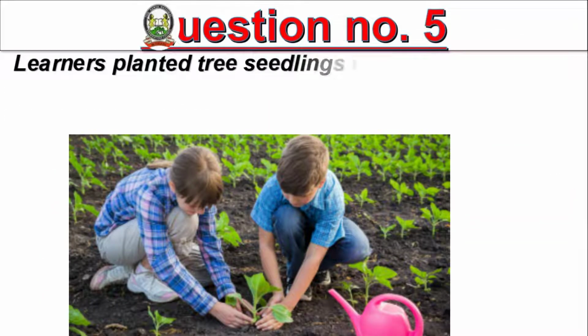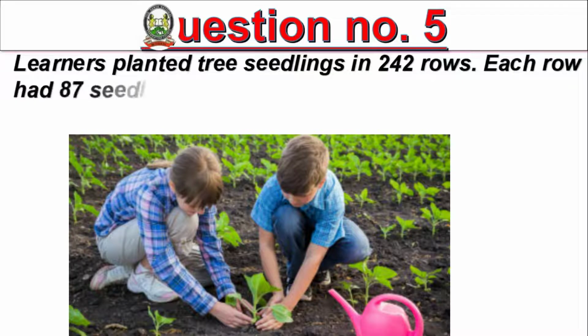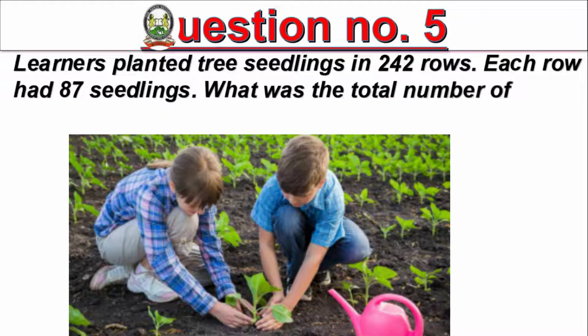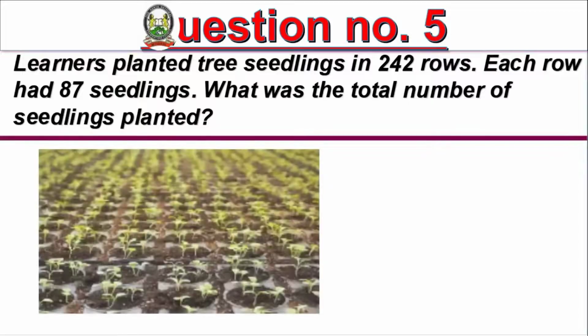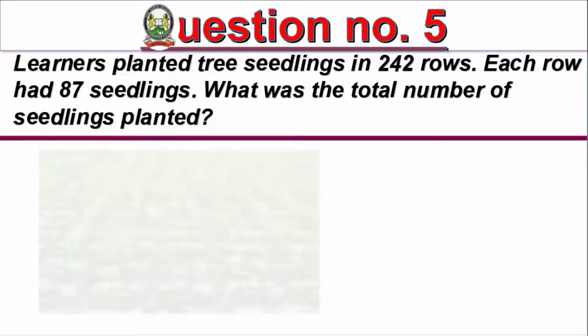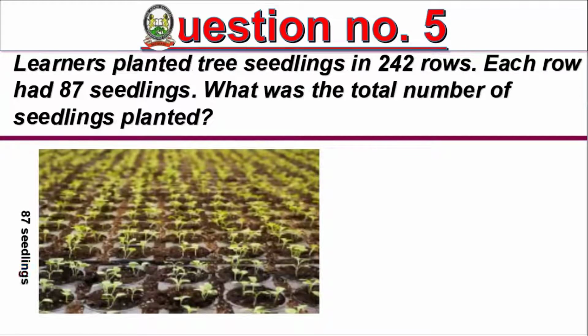Learners planted 3 seedlings in 242 rows. Each row had 87 seedlings. What was the total number of seedlings planted? So here we have the seedlings. It is 87 seedlings per row. And how many rows were used?